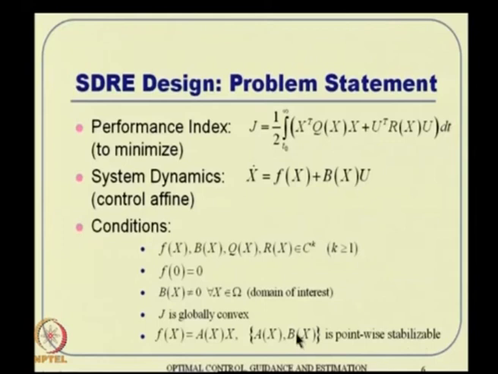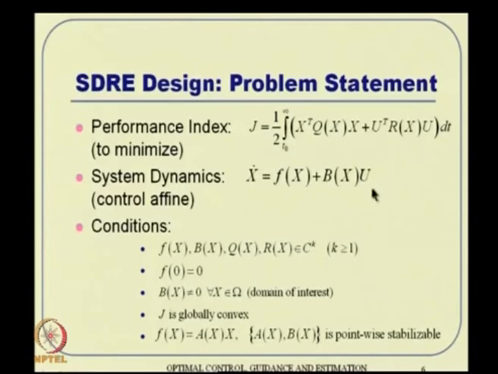That means, if you put a value for x, then the a and b become matrices with numbers, and at every value of x that you put, this a, b pair should be stabilizable. So, these are the requirements before proceeding further.